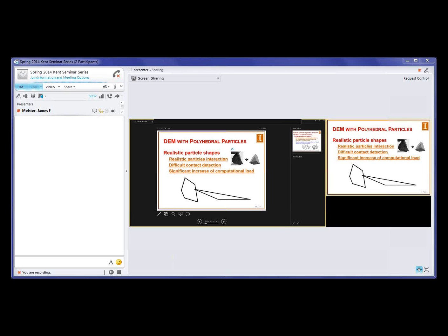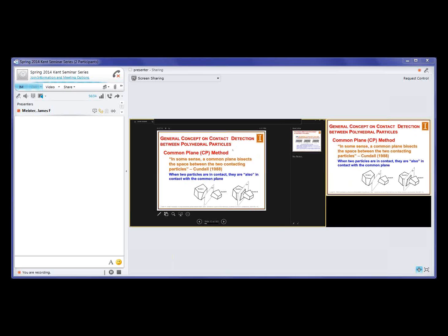Professor Kondo, about 10 years later, introduced a concept called the common plane method. Instead of tracking the different particles, we can draw a plane which can separate the particles if they are not in contact. If the two particles are in contact, they must contact together with a common plane. So this method significantly sped up the detection of contacts.